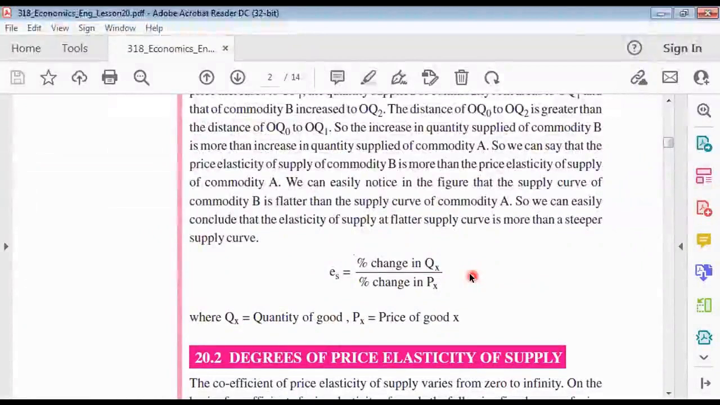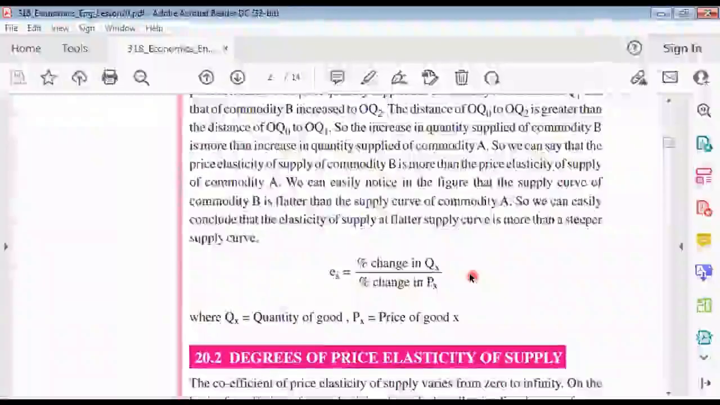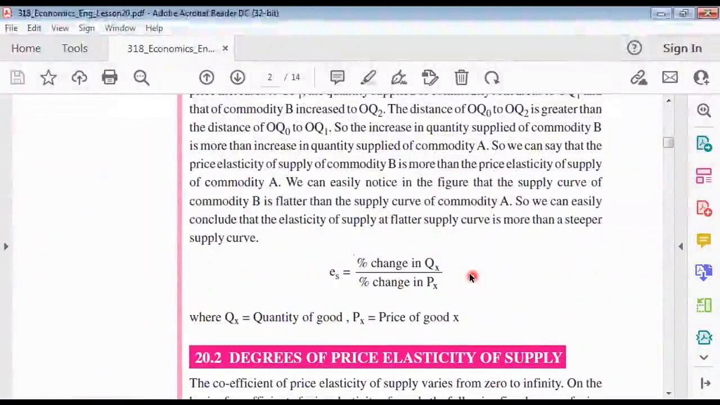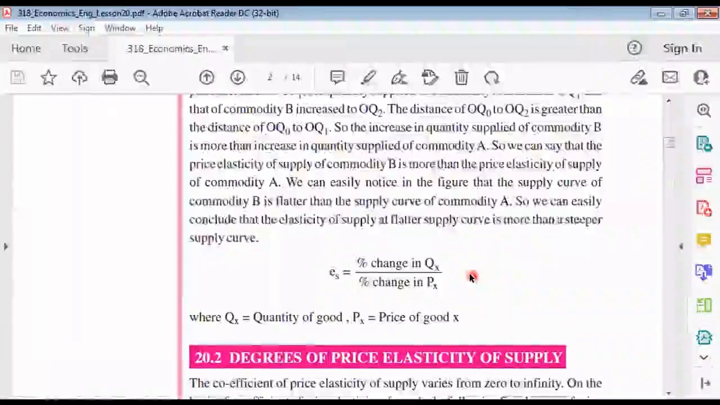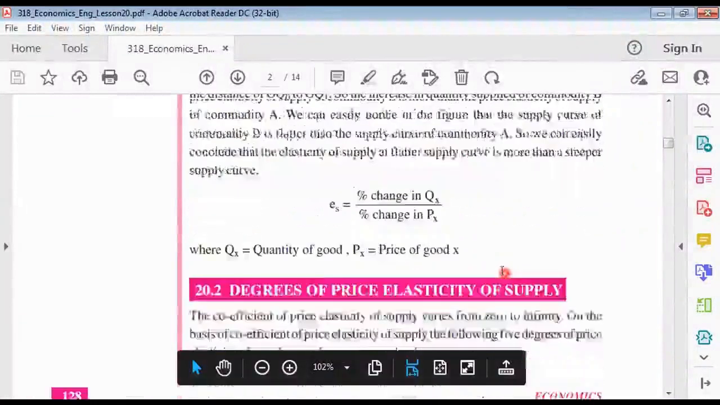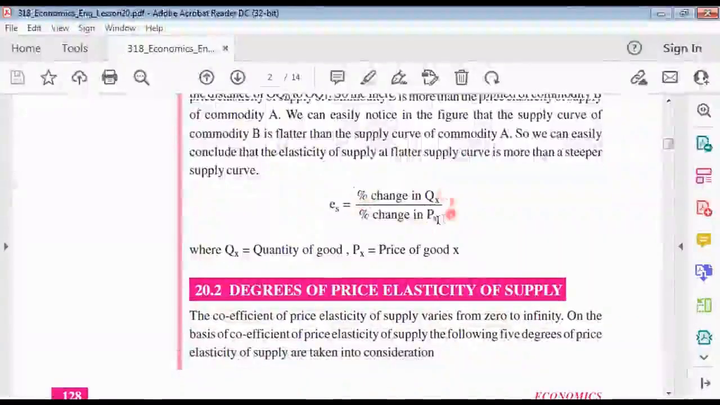In price elasticity of demand, what was the formula? It was percentage change in quantity demanded of X divided by percentage change in price of X. Here it is percentage change in quantity supplied of X. That's the only difference, with the same denominator, percentage change in price. So this is the formula you'll be using to compute price elasticity of supply.